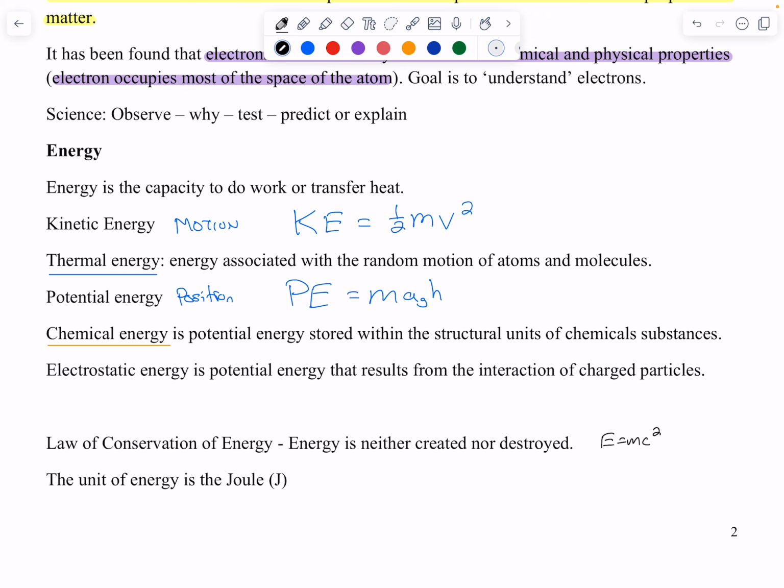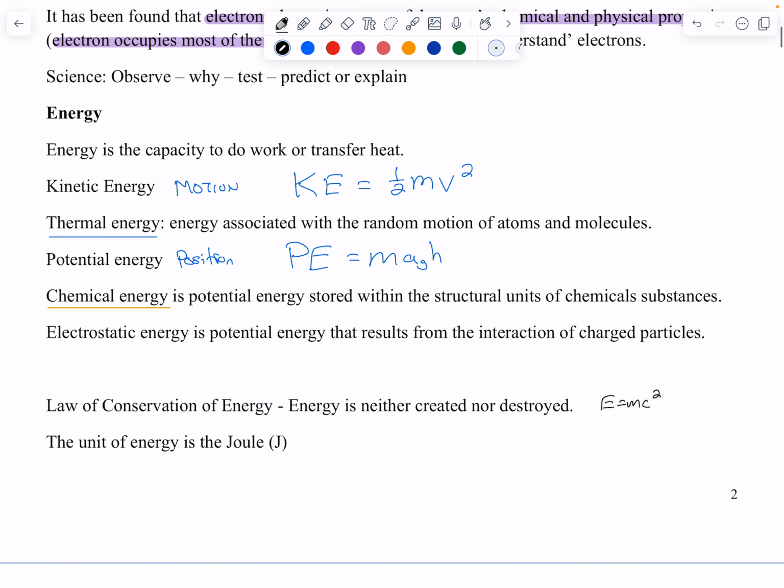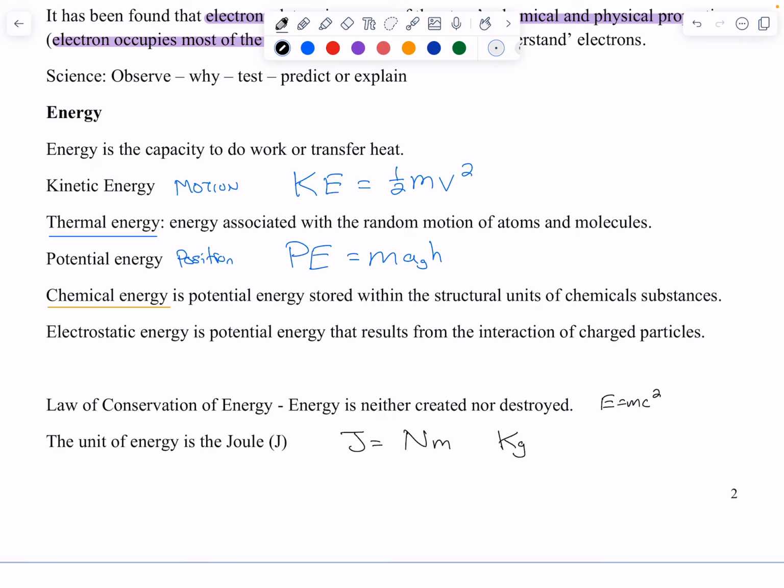Now, the unit of energy is the joule, right? And a joule is a Newton meter. So, kilogram meter squared per second squared is a joule. And since that's a joule, whenever we're in joules, make sure our mass is in kilograms.